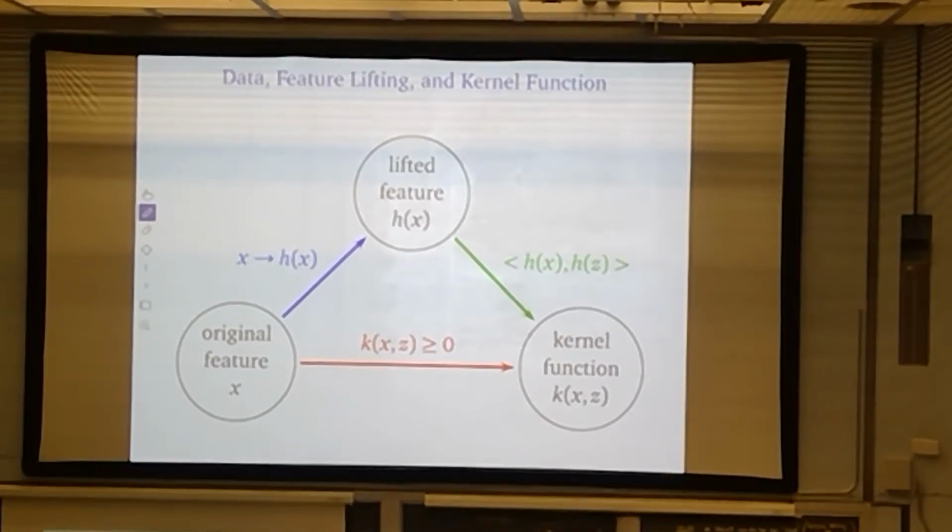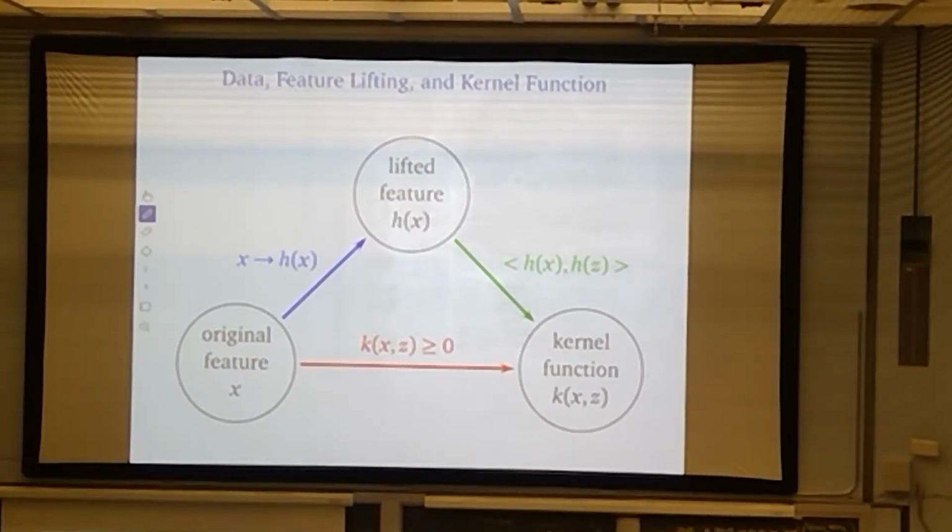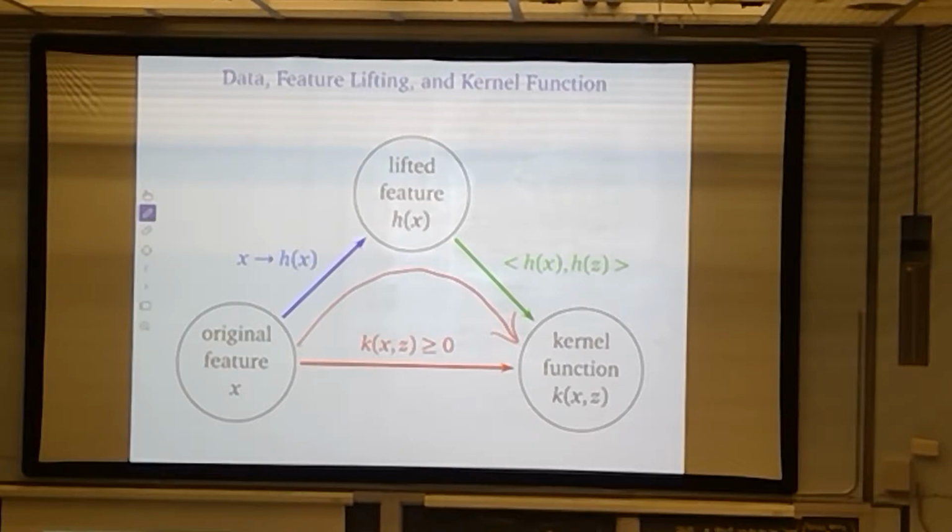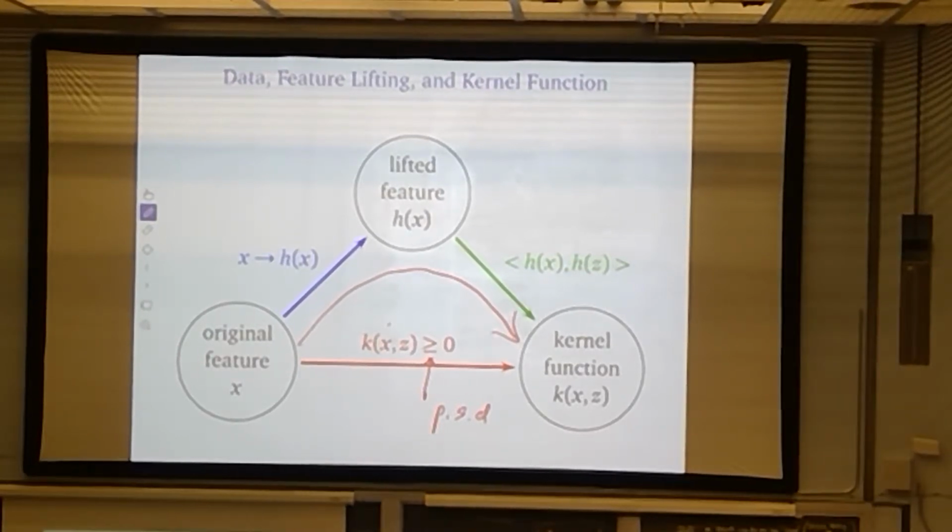So this is a diagram you should keep, it may help you understand the concept. Starting from the original feature, I can go through this route to calculate the kernel function. First, I lift to the feature space, and then I do the inner product. The kernel trick is to say, do not go for explicit feature calculation. Calculate something just based on X and Z, okay? And here this actually means PSD. It doesn't mean every entry is non-negative. It's more than that, okay?